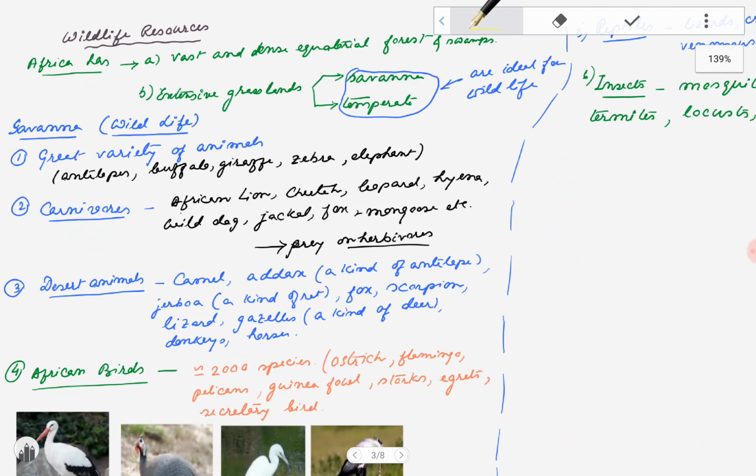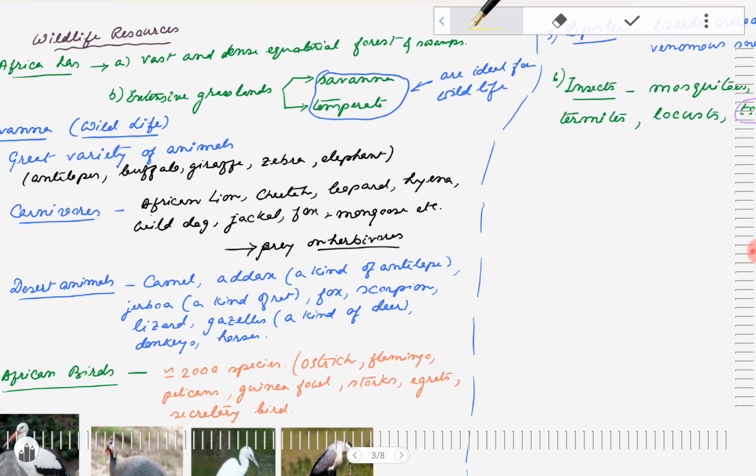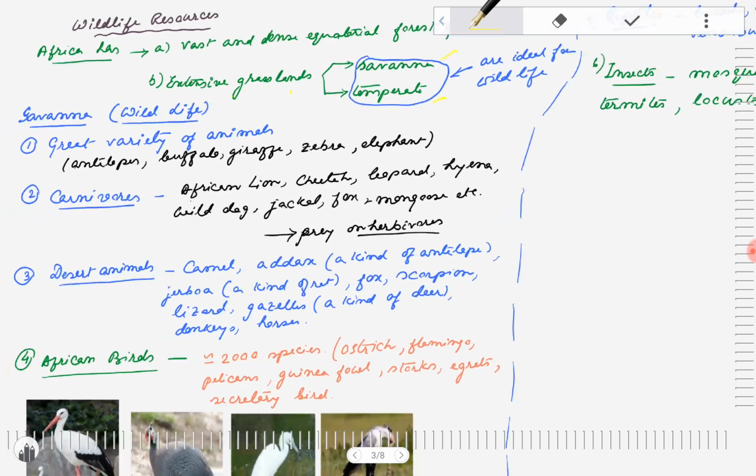So now wildlife resources. Africa has vast and dense equatorial forest and the swamps. They have extensive grasslands. These extensive grasslands are the savanna and the temperate, and these are ideal for wildlife. So let us see the savanna wildlife. We find various types of animals. There's a great variety of animals over there.